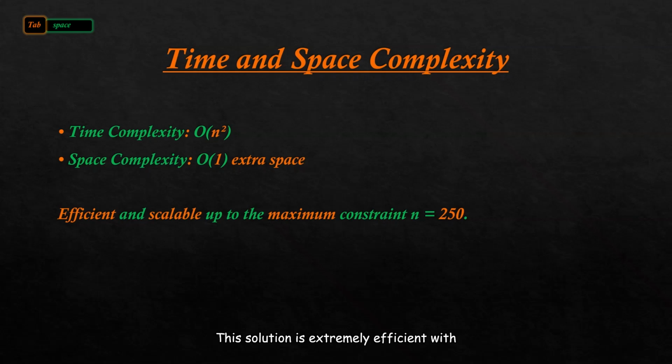This solution is extremely efficient. We traverse the matrix only once, giving a time complexity of big O of n squared. We use only a few extra variables, so the space complexity is constant. This makes the solution scalable even for the largest allowed matrix size.